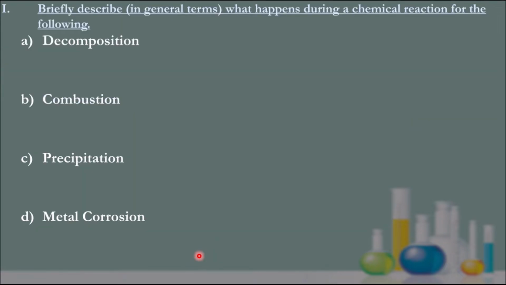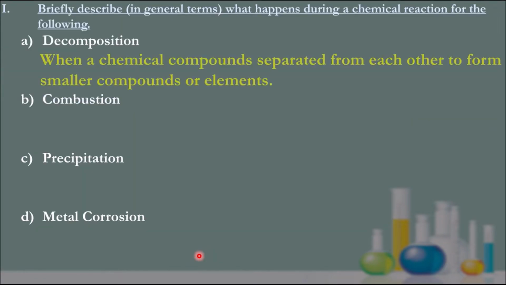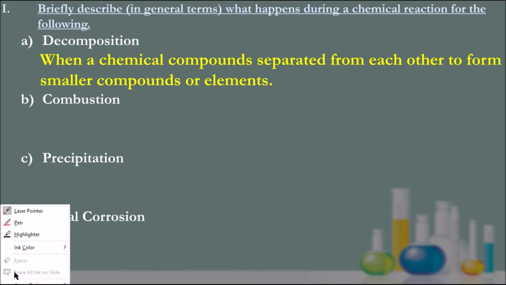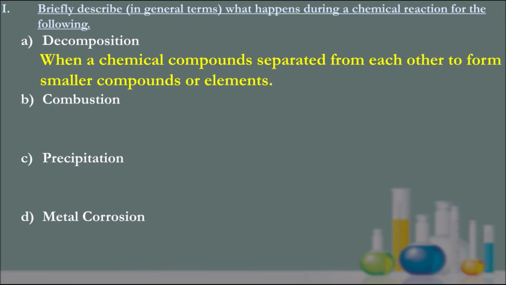So, decomposition. Decomposition is when a chemical compound separates to form smaller compounds or elements. The best way to illustrate that is by doing a little symbol equation. So we have a compound, let's say AB. In a decomposition reaction, AB is going to split into smaller components, A and then B.